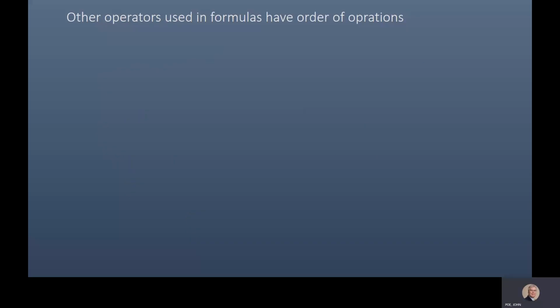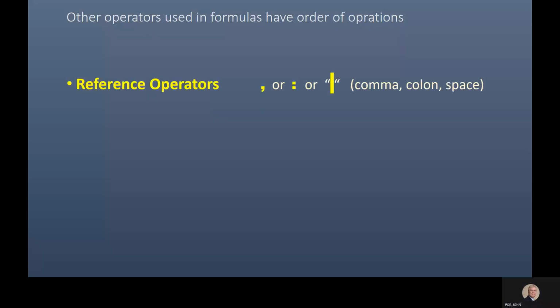Other operators, though, when I started looking into this, I found that there are other operators we needed to bring into account. One of them is the reference operators. That is the comma, the symbol that we use to separate items. You also have the colon, that's identified as a range, and you also have a space.